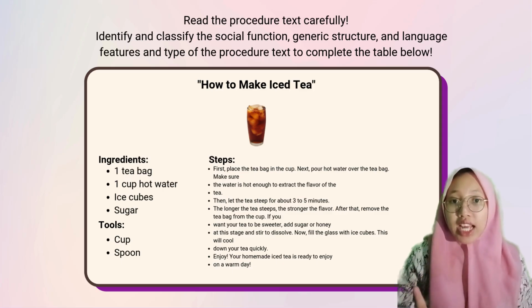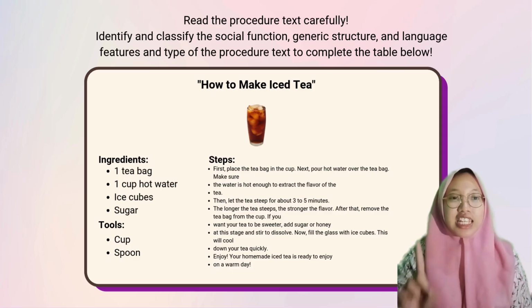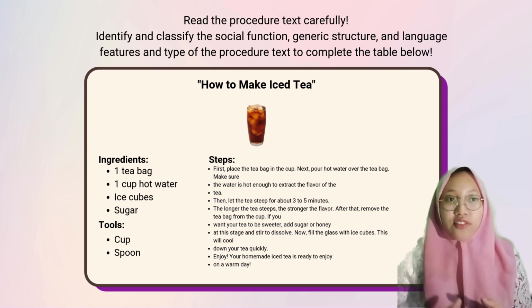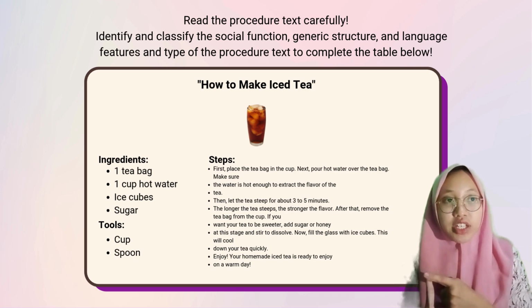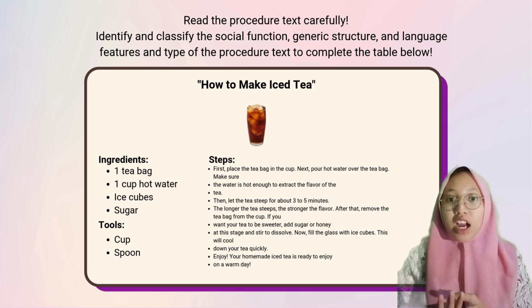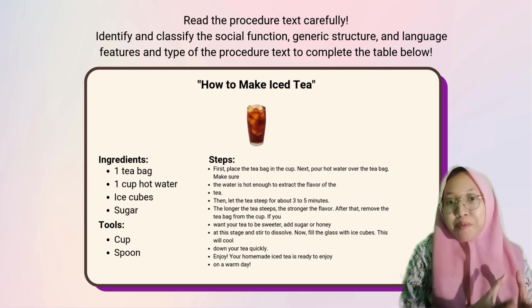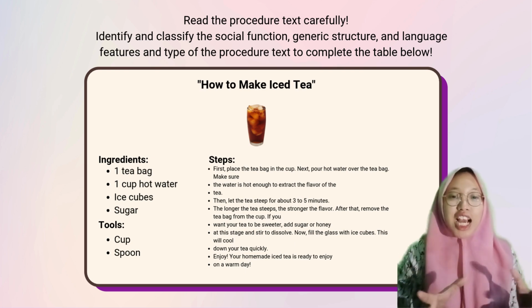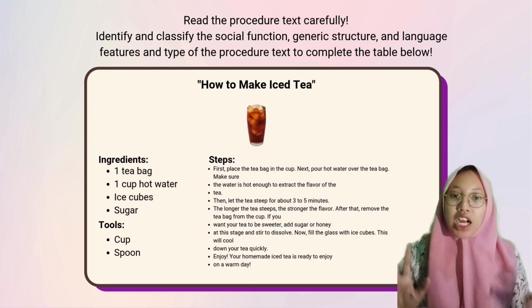Read the procedure text carefully and identify and classify the social function, generic structure, language feature, and the type for this example.